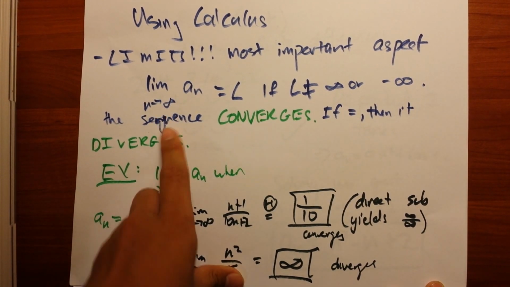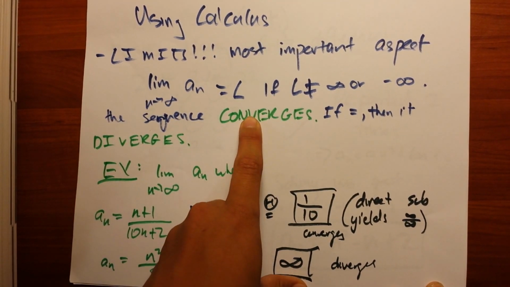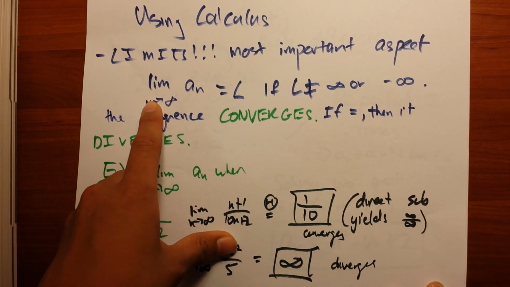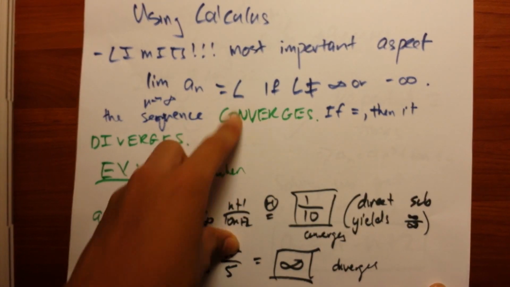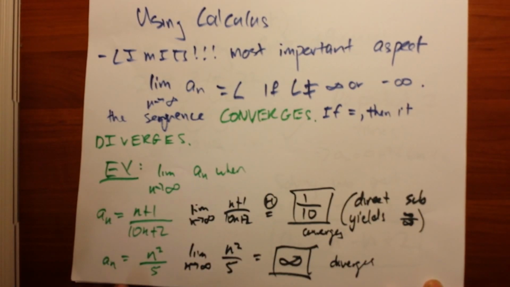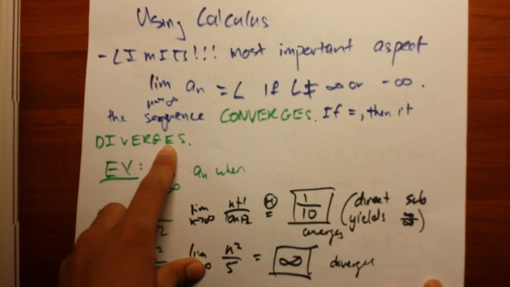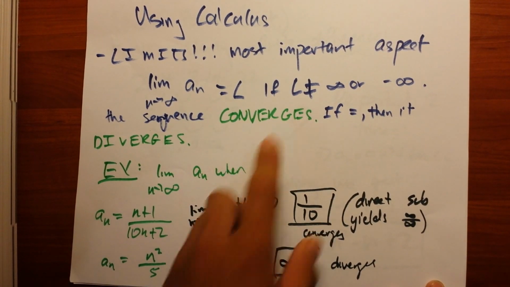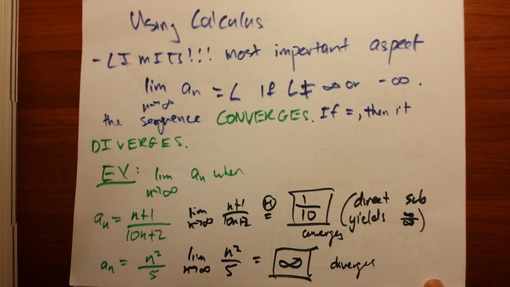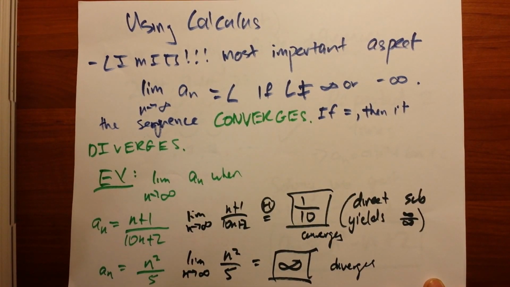We now define two terms, converges and diverges. Take the limit as n approaches infinity, which equals L, where L is just some value. If L is infinity or negative infinity, then it diverges. If it is not, then it converges. Basically, a divergent sequence approaches either infinity or negative infinity, while convergence is anything else.